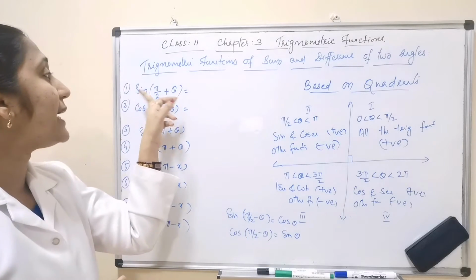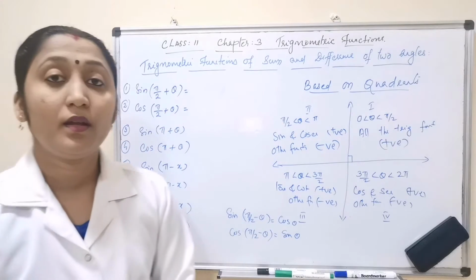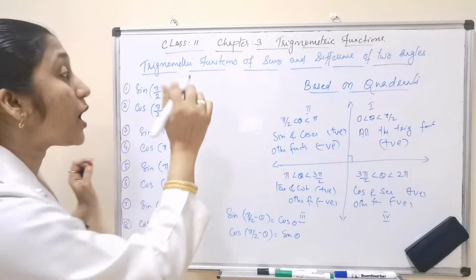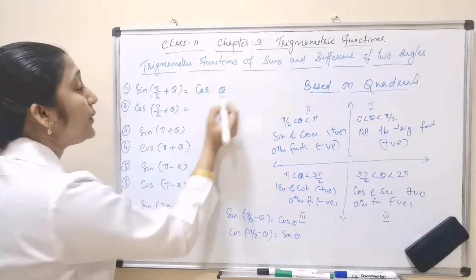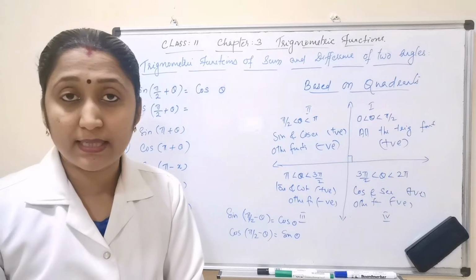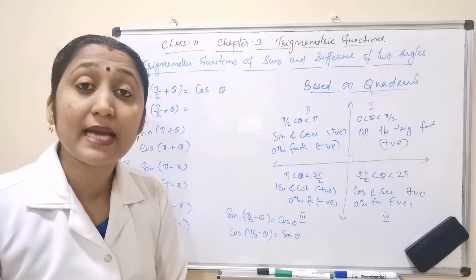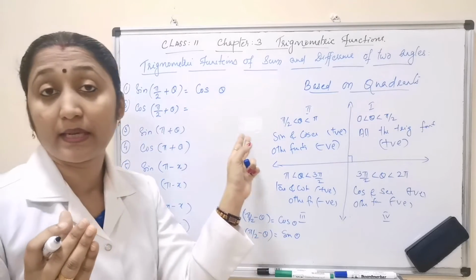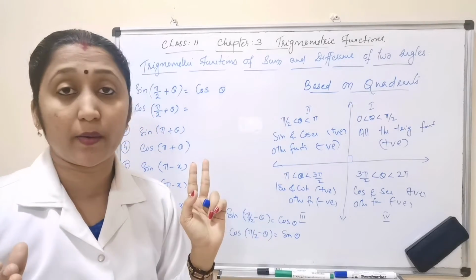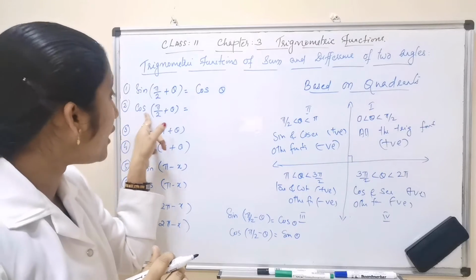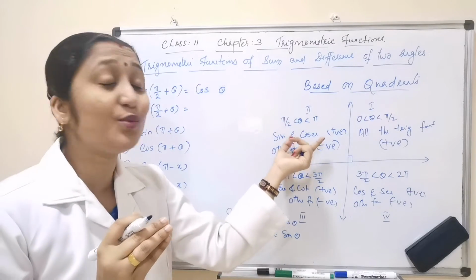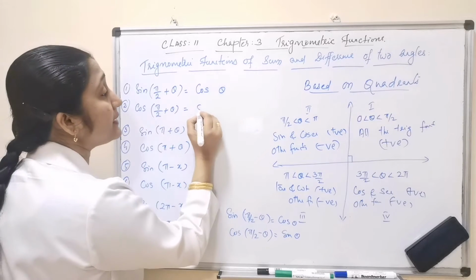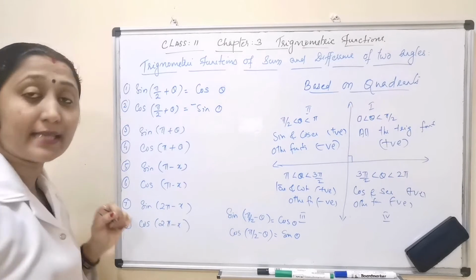So here sin of 90 plus theta is cos theta, and it is positive. And cos of 90 plus theta, what is the value of cos of 90 plus theta? It is also 90 plus theta, it lies in the second quadrant. So here the cos value will be negative. That means cos of 90 plus theta is minus sin theta.